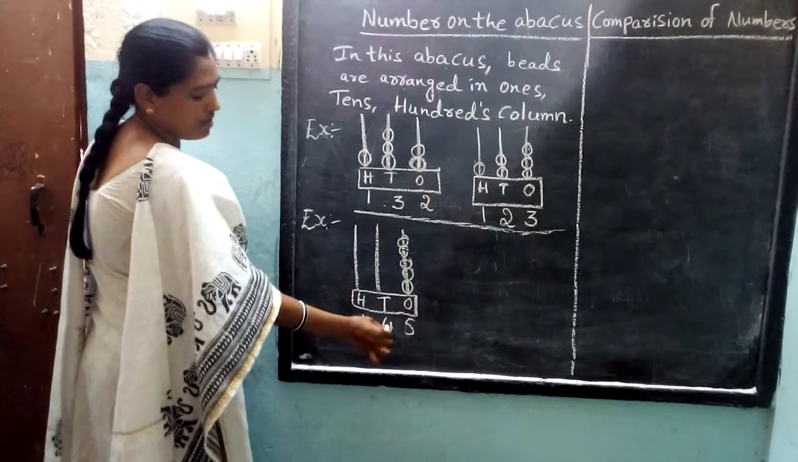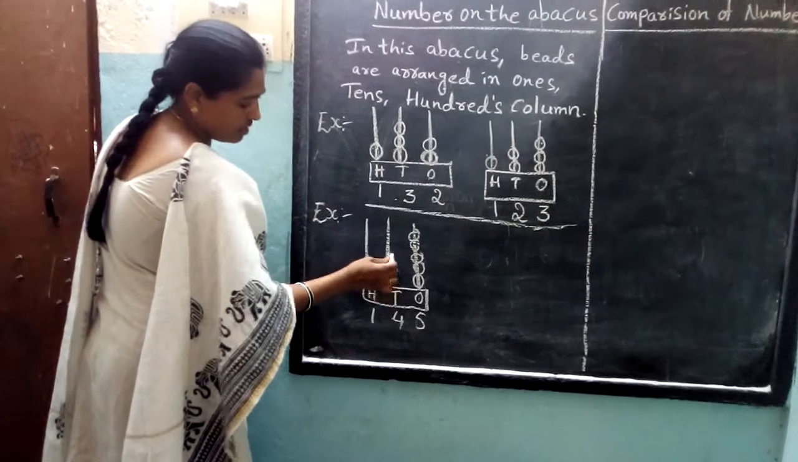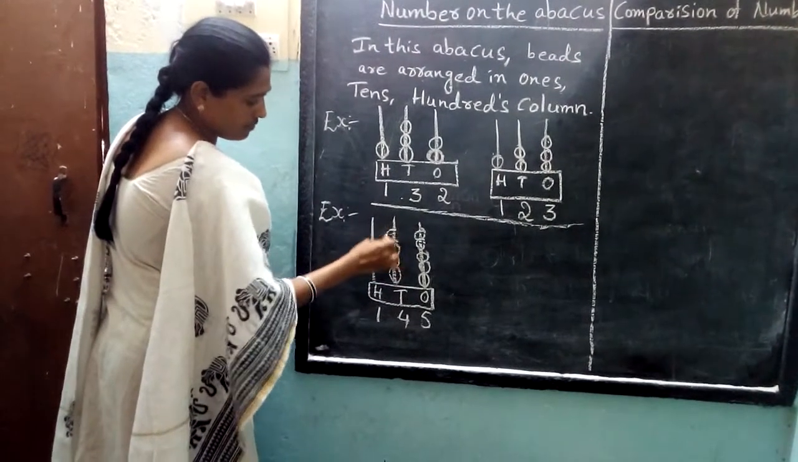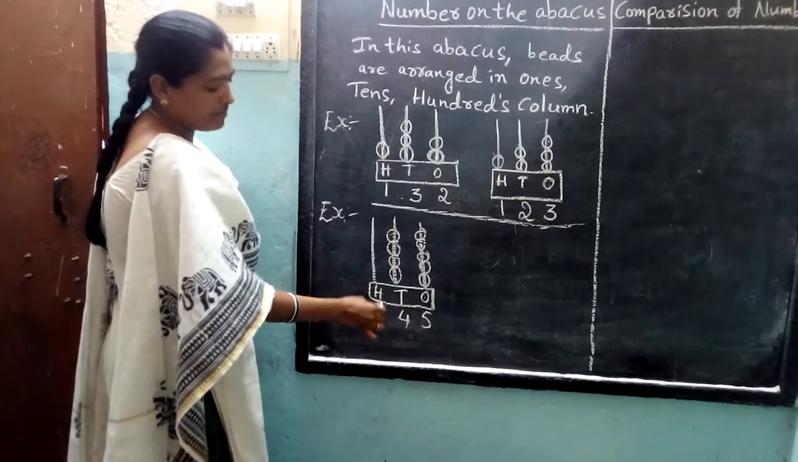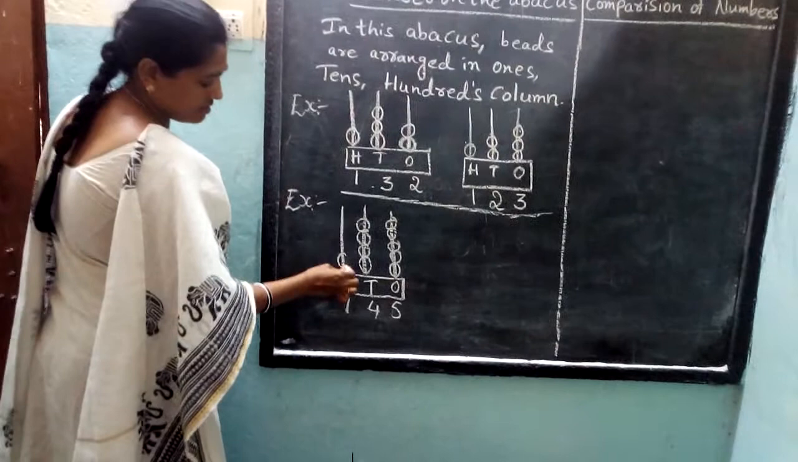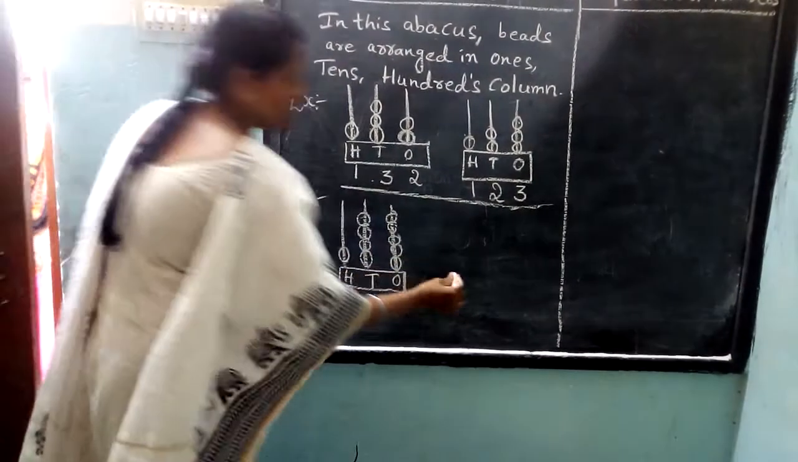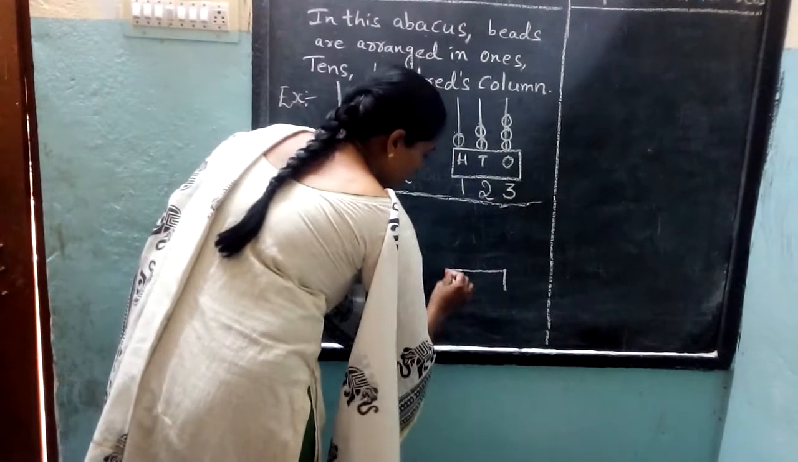In the tens column, what is this number? 4. How many beads do you have to draw? 4. 1, 2, 3, 4. In the hundreds column, what is this number? 1. Yes, 1. What number will it be? What is this? 143. Next example.